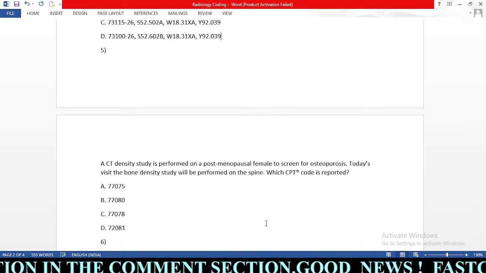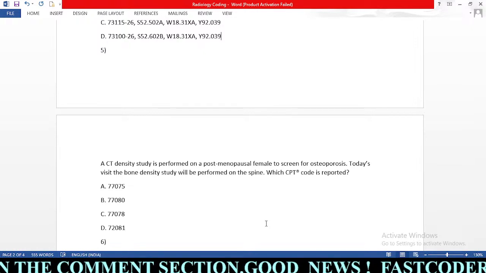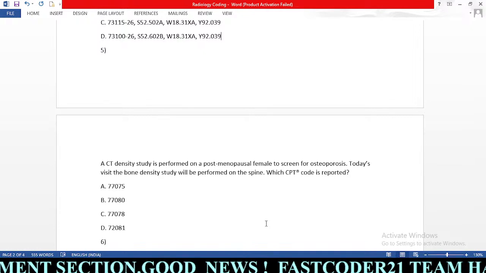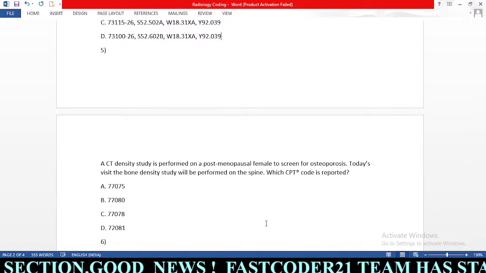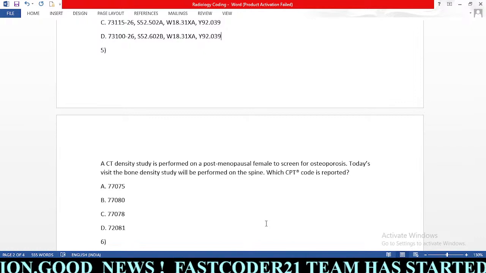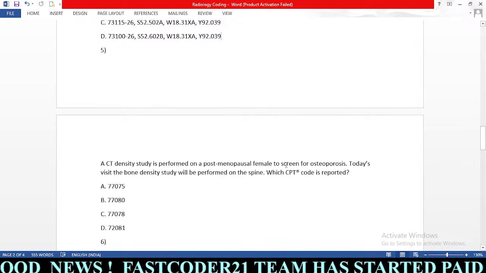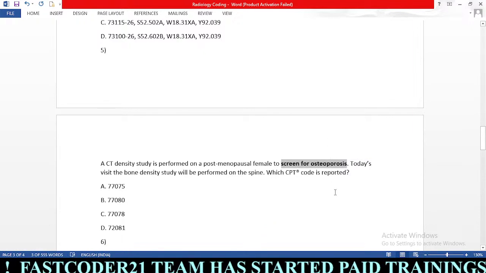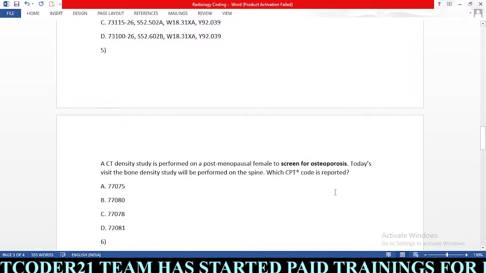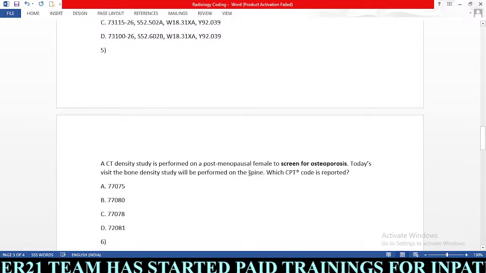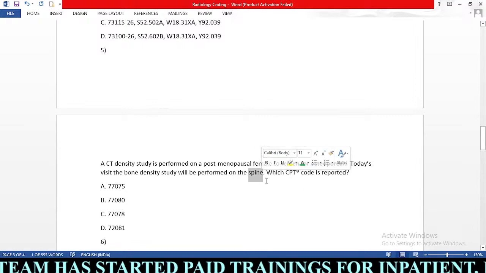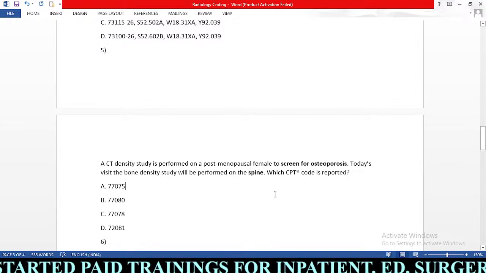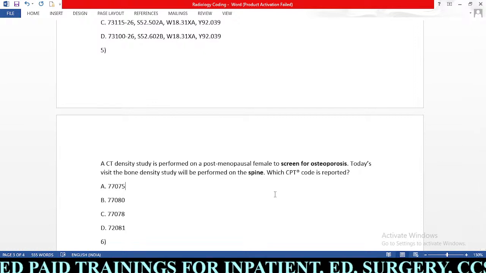Thank you, Sreshta. So we will check the question here. A CT, computed tomography, bone density study is performed on a post-menopausal female to screen for osteoporosis. So this is the keyword for medical necessity. Today's visit, the bone density study will be performed on the spine. So here they are going to find osteoporosis on the spine area as the patient is postmenopausal.